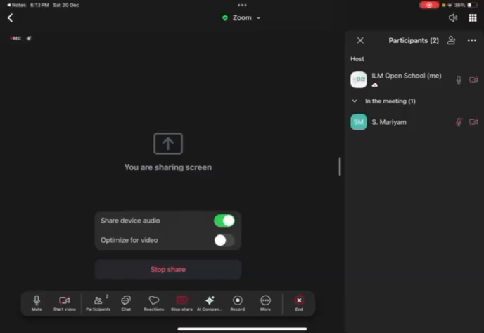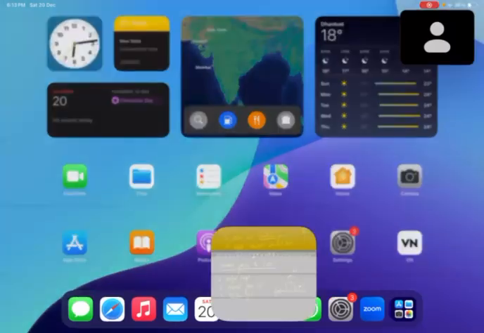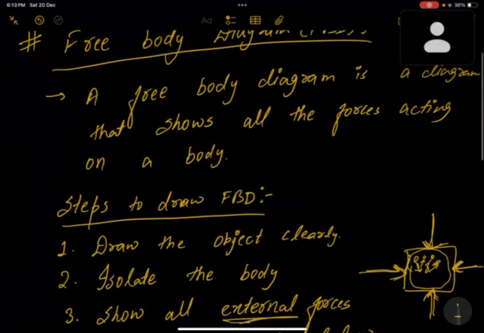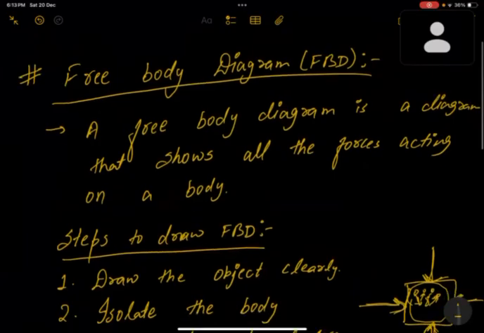Can you see my screen? Yes, ma'am. Okay. So are you there all through this? I am just repeating in short, okay? So that you understand. Okay?